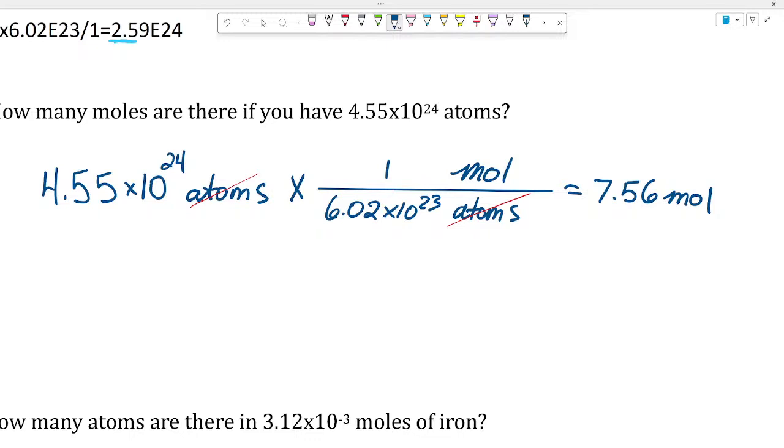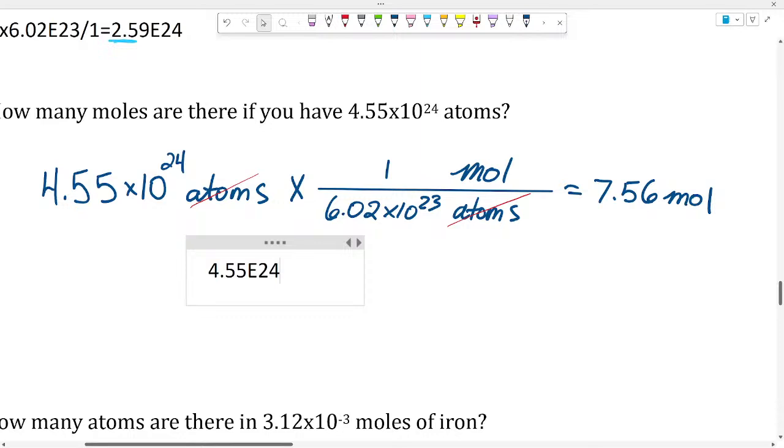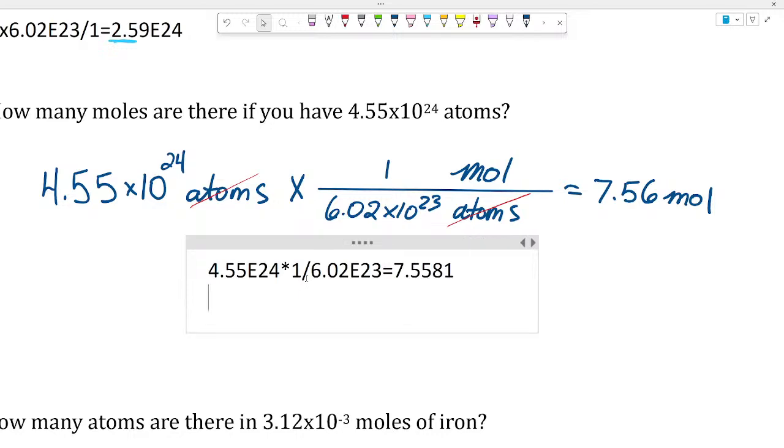Moles. Now again, if you are doing scientific notation by typing in times 10 to the exponent of, you will get the wrong answer because it's only going to divide by the 6.02. Then it's going to multiply by 10 to the 23, and you're going to end up with 7.56 times 10 to the exponent 46, which is not what you want. Does that make sense? So you got to be using that number correctly. You will regret it if you don't figure it out. So here I would say 4.55 times 10 to the 24 times 1 divided by 6.02 times 10 to the 23 equals 7.5581.